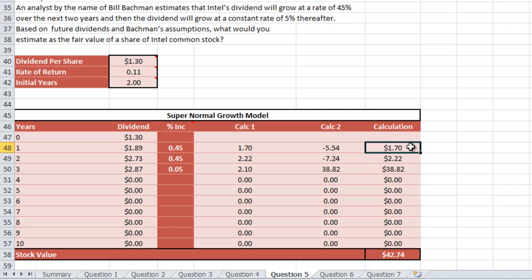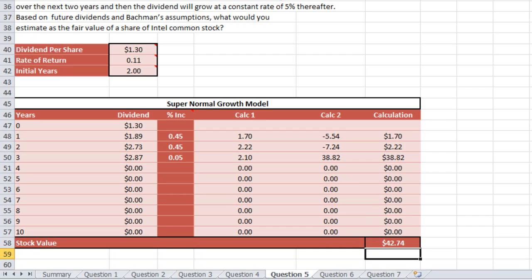Here we see that it will automatically select the correct formula for us. We'll be using calculation 1 there. And then at the end, for this $2.87, it actually becomes $38.82. Let's just highlight how that works. We're going to simply sum this up and end up with $42.74 right here.